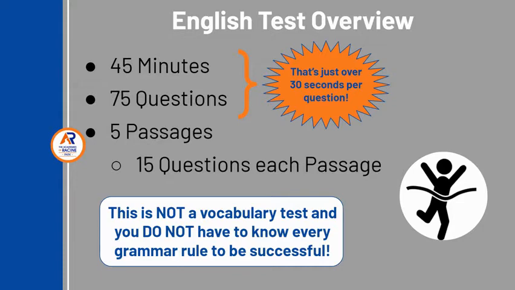All right, so the English test, it's a long one. I'm happy it's one of the first tests. So there's 45 minutes to do 75 questions. So that's just over 30 seconds per question. So you really have to pace yourself. The English test is divided into 5 passages, and each passage has 15 questions. Now, this is not a vocabulary test, okay? You might need to know some vocabulary, but you do not have to know every grammar rule in order to be successful on this test.